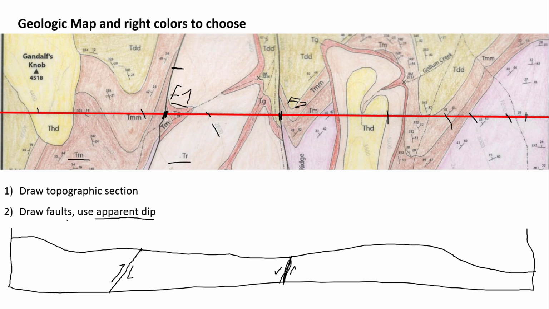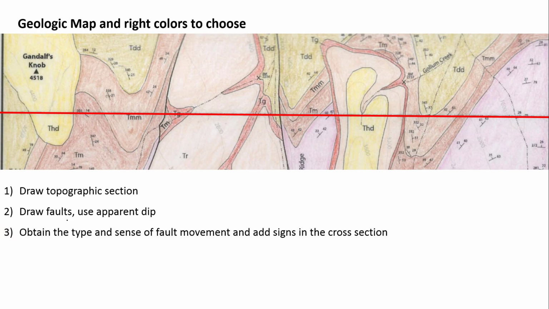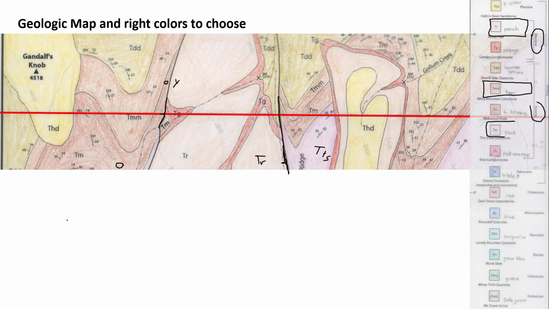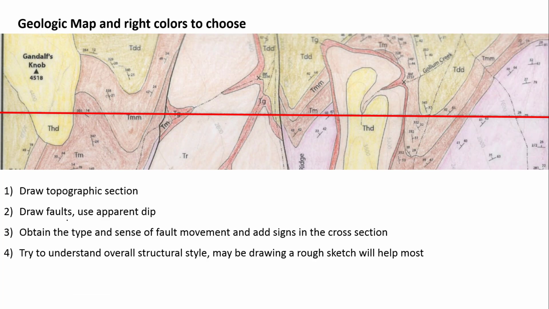And after that, let's see what we should do. Obtain the type of the sense, we did this, right? We talked about that. Number 4, try to understand the overall structure style. Maybe drawing a rough sketch will help most. So before diving into the details, I would like to see what kind of structure I have. Let me change to blue, and let's say I had a fault here. This is a reverse fault. Here I had a normal fault. I'm doing a quick cross section here.